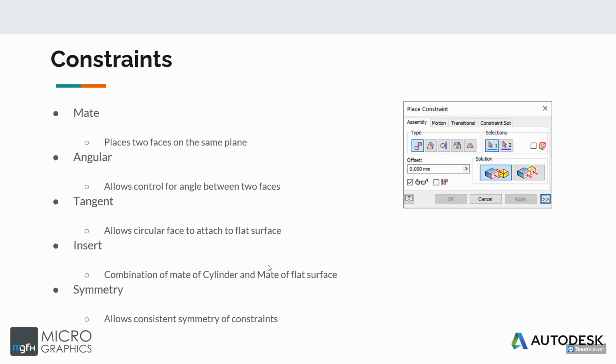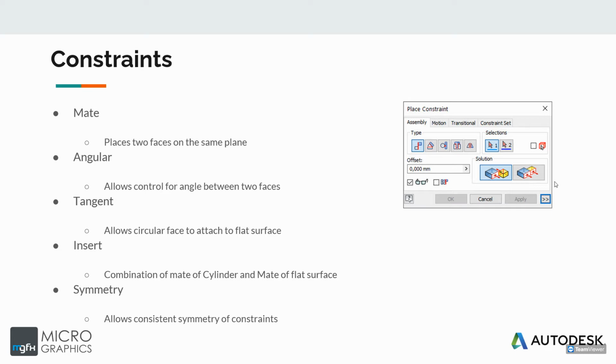Okay, so let's take a look quickly at all the different types of constraints. When you use the constraints block in Inventor, you will find you have mate, which places 2 faces on the same plane. Pretty straightforward. We'll take a deeper look at all of these types of constraints when we get to the live section. Then we have angular, which allows for an angle between 2 faces. So not on the same plane, but there might be like a 20-degree angle between one face and the next. That might be a thing you want to do.